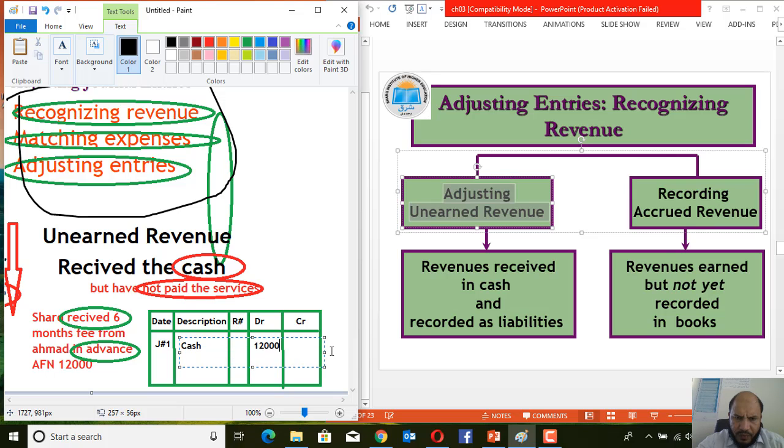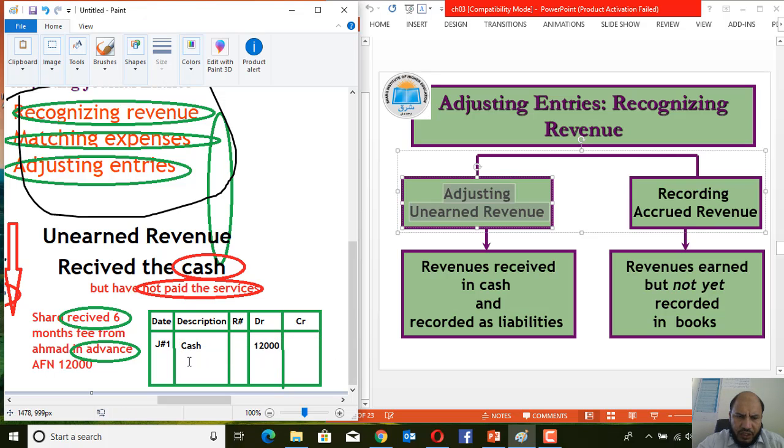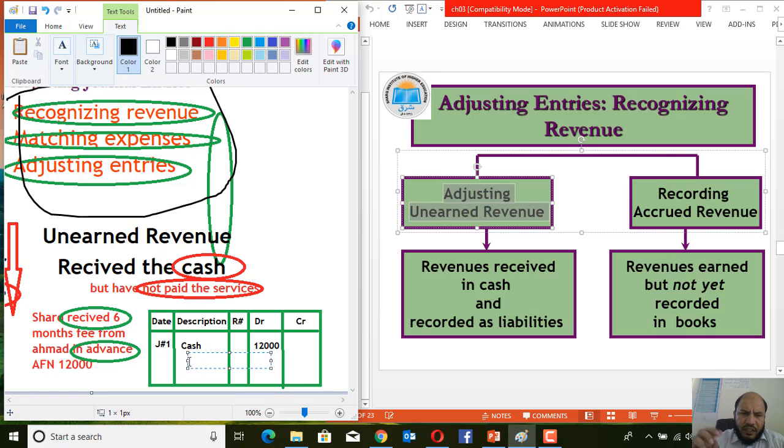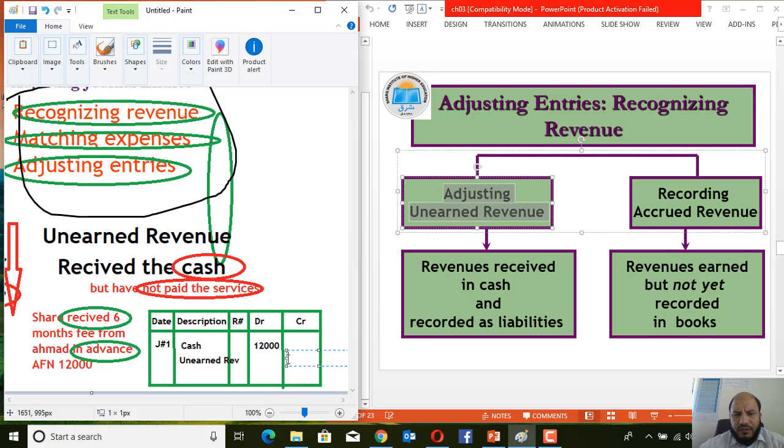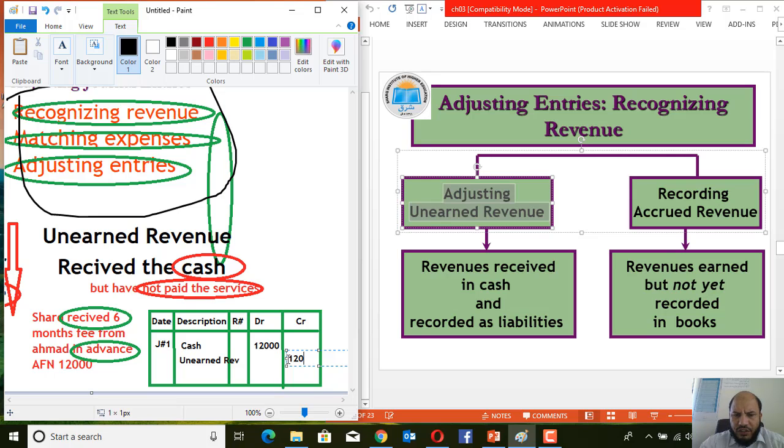Okay, very good. Now these 12,000 that Sharq received: they haven't provided the services for it. It is accounts payable for Sharq, so it is unearned revenue. And unearned revenue is a type of what? It is a type of accounts payable, a liability. So when the liability of the company or organization increases, we record that on the credit side.